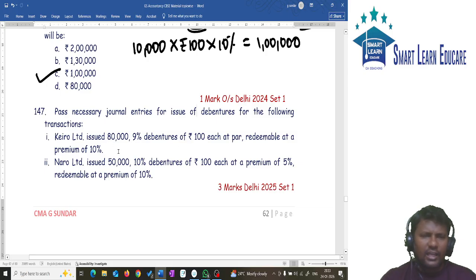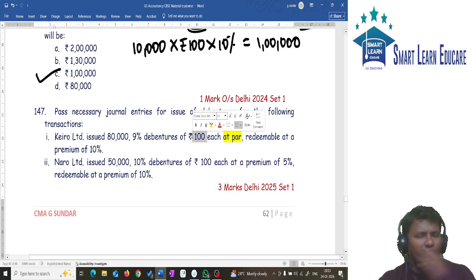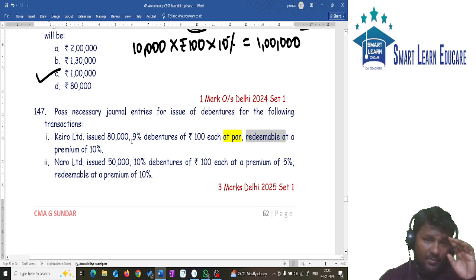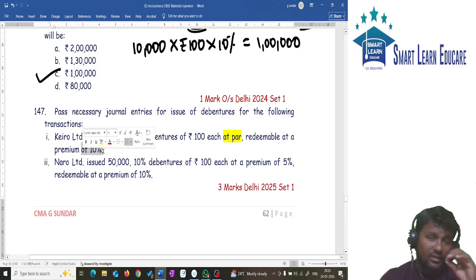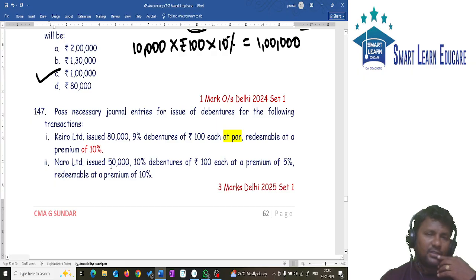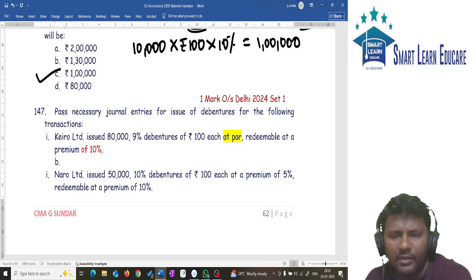First scenario. K Limited issued 80,000 number of debentures at 9% rate of interest, each debenture is 100 rupees. It is issued at par. When you issue the debenture, 100 rupees is the face value, and you issued this at 100 rupees. But it is redeemable at a premium of 10%. Debentures are redeemable. Redeemable means repaid. Repaid at 10% premium. So issued at par, redeemed at premium.